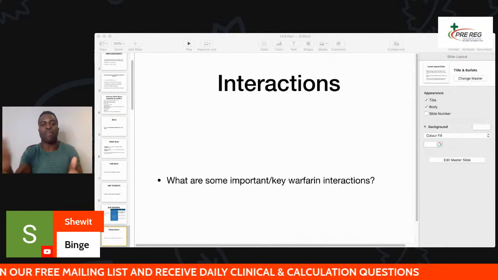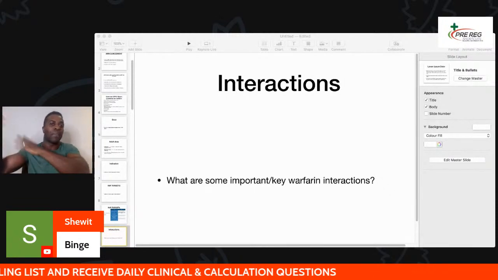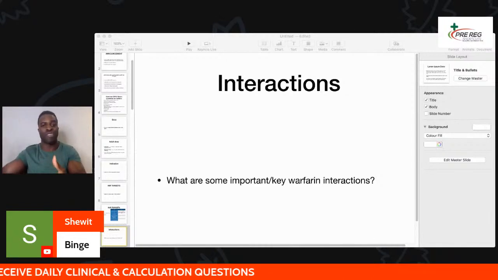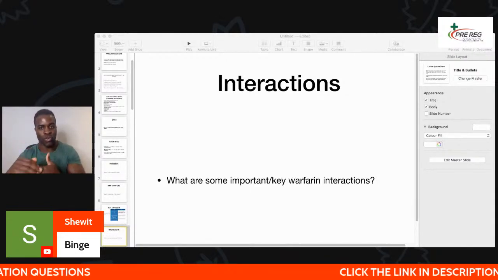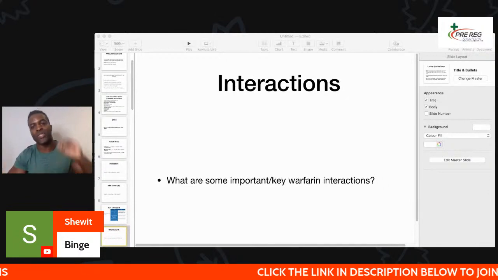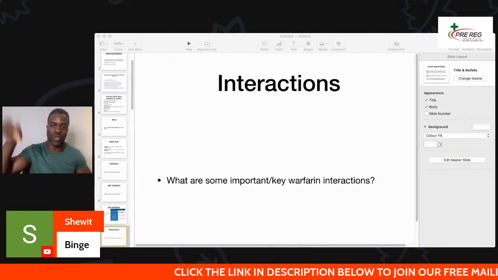While for someone that's on a macrolide, like erythromycin, these are all inhibitors. They increase the risk of bleeding with warfarin, so you may have to reduce that dose of warfarin. So it's important to know when to increase the dose of warfarin and when to reduce the dose of warfarin.